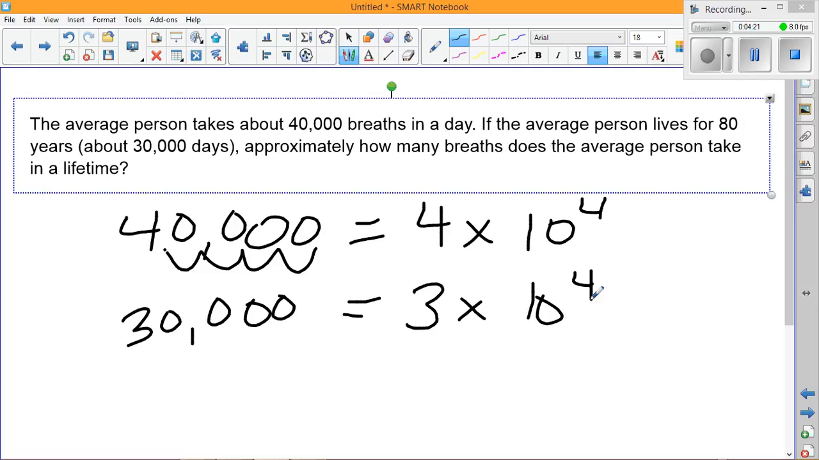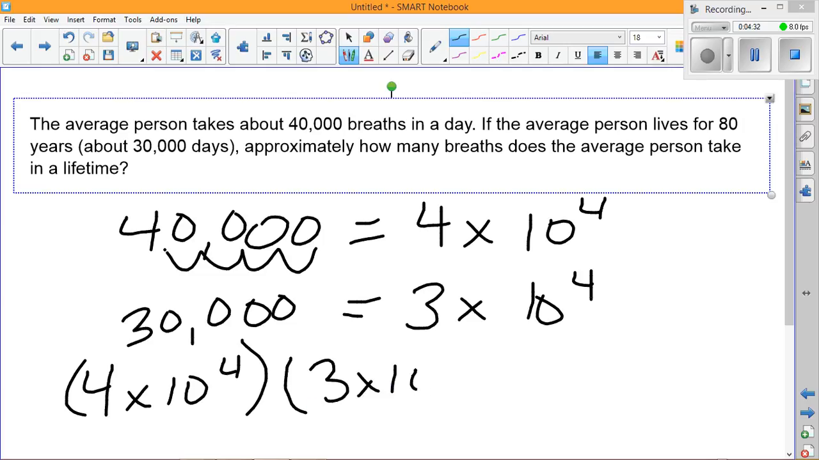So to figure out how many breaths the person takes in a lifetime, we could take 4 times 10 to the fourth, that's how many in a day, and multiply that by 3 times 10 to the fourth, and figure out how many in a lifetime. Now, because of the commutative property and the associative property, we can switch around the order of these and we can multiply 4 times 3 together to give us 12.